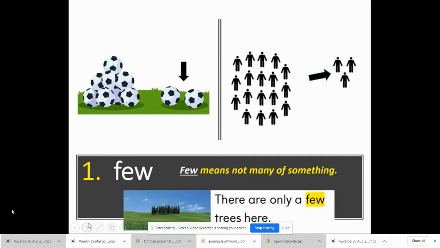There are only a few trees here. How do I use it? I have only a few coins. Can I buy a few snacks?